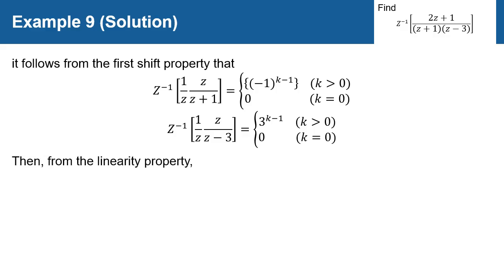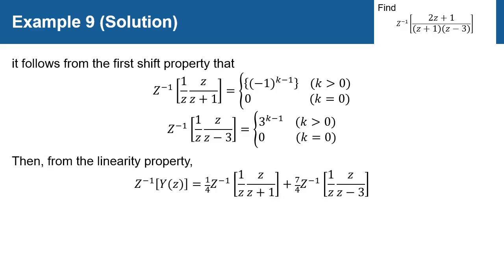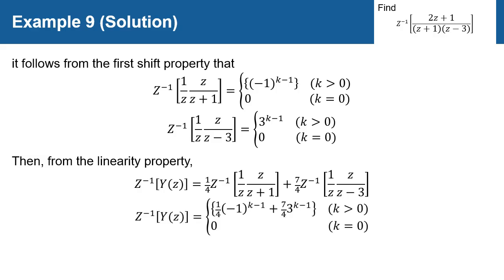Then from the linearity property, the inverse z transform of Y(z) is now equal to 1/4 times the inverse z transform of 1 over z times z over (z + 1) plus 7/4 times the inverse z transform of 1 over z times z over (z - 3). We now have the inverse z transform of Y(z) equal to 1/4 times (-1)^(k-1) plus 7/4 times 3^(k-1) when k is greater than 0, and that is 0 when k is equal to 0.